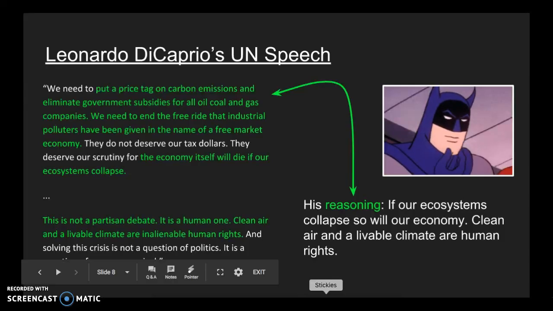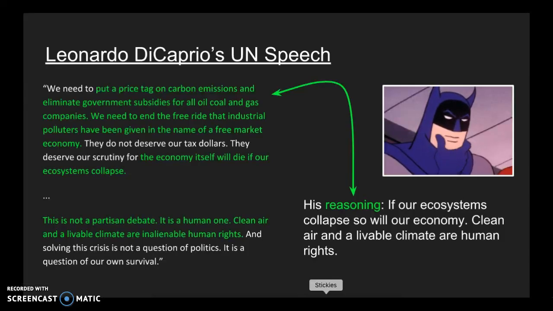So what he's saying here, his reasons for his claim, is that we still continue to treat climate change as if it were fake, right? His evidence, he gives very specific details of what is happening in the world right now, right? How is he proving this? And then his reasoning, he is saying here at the end, that our economy itself will die if our ecosystems collapse, so there's this cause and effect. So he is using logos right there, right?